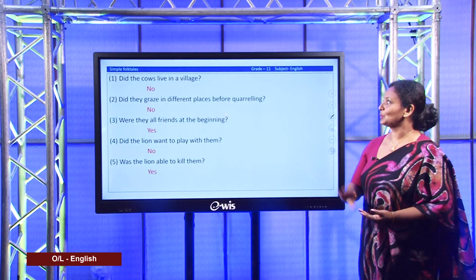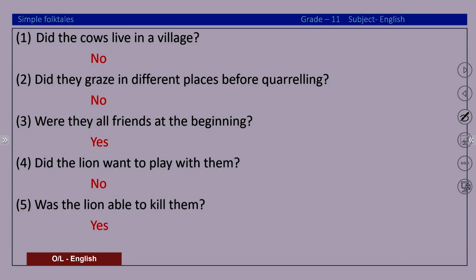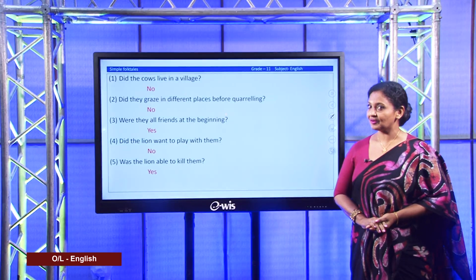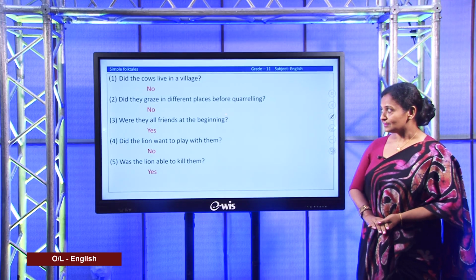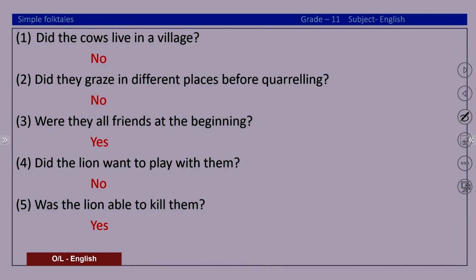Okay, look at the first question. Did the cows live in a village? No. I think you can remember they lived in a forest. Okay. Question number 2. Did they graze in different places before cuddling? No. They didn't graze in different places before cuddling. Then, were they all friends at the beginning? Yes, the answer is yes, because they were all friends at the beginning.